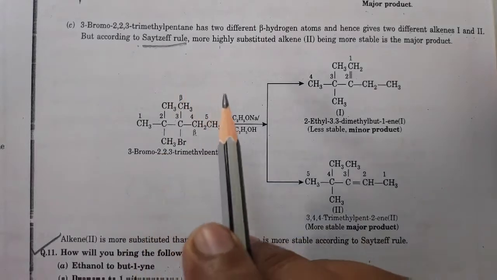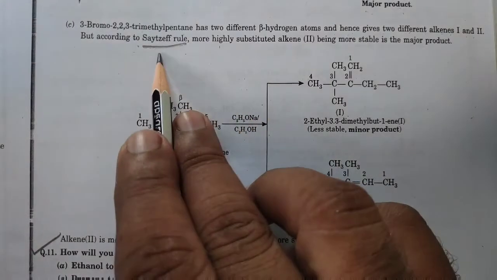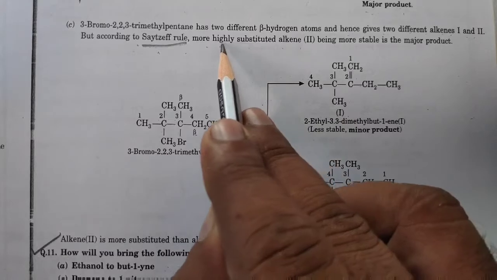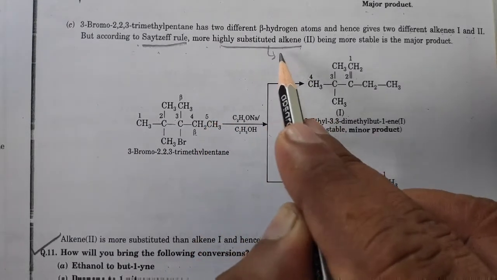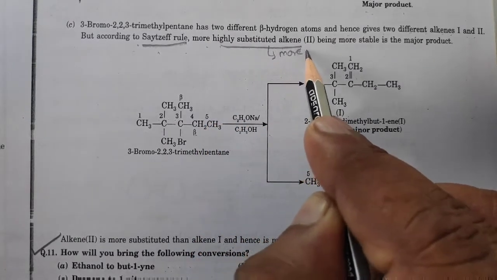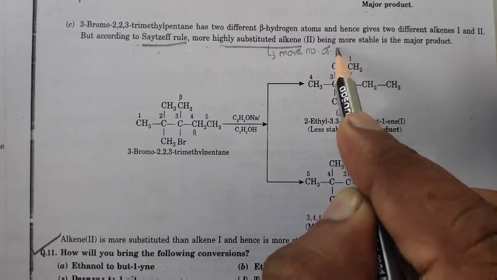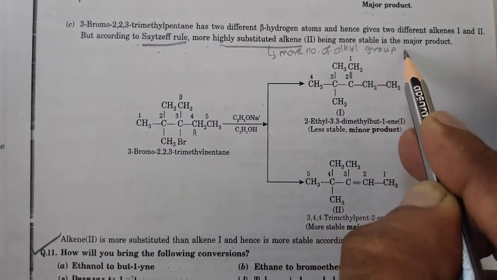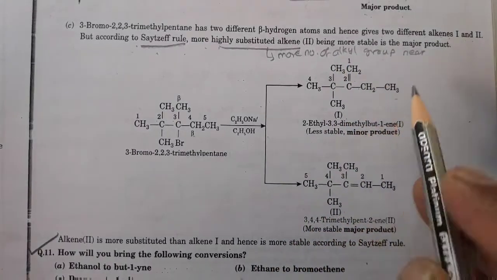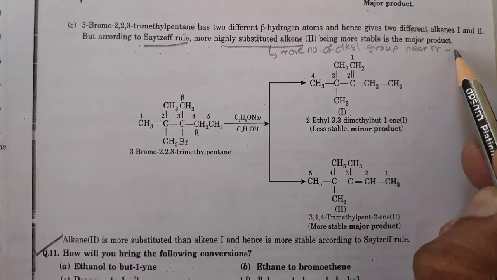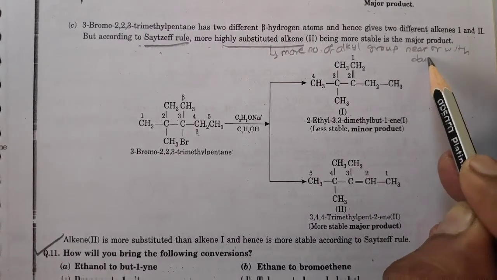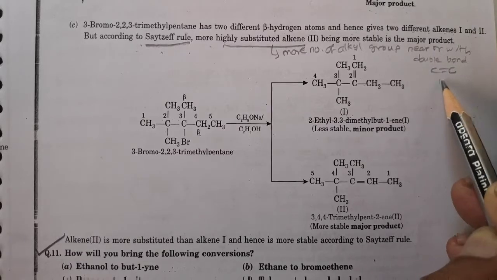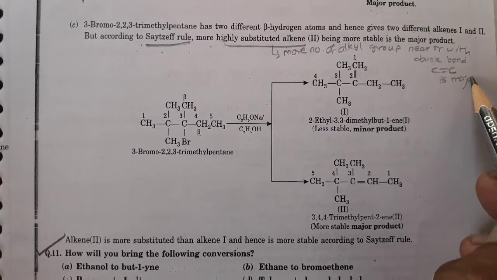Saytzeff rule. Alexander Saytzeff, it is pronounced as Saytzeff. The more highly substituted alkene, what does more highly substituted alkene mean? More number of alkyl groups. Which group? Alkyl groups near or with the double bond carbon, right, is the major product.